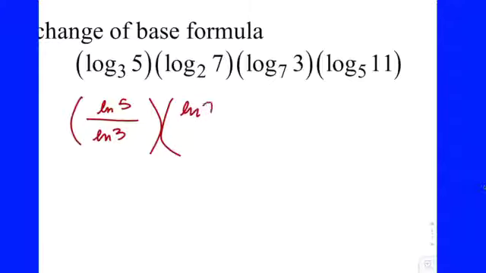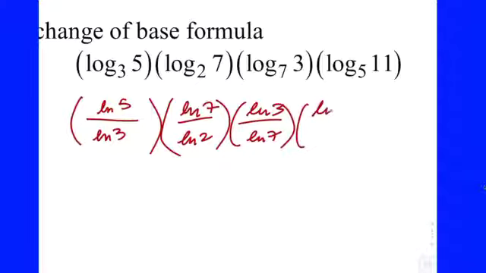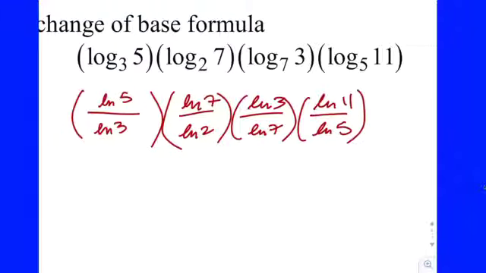Okay. So it's the natural log of 7 over the natural log of 2 times the natural log of 3 over the natural log of 7 times the natural log of 11 over the natural log of 5. All right. So what does that do? It puts them all into base e, but it also creates quotients, right?